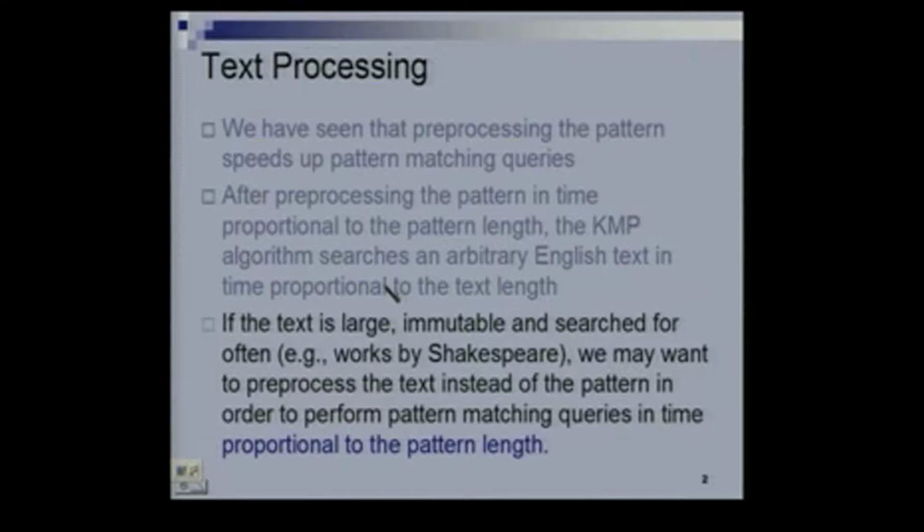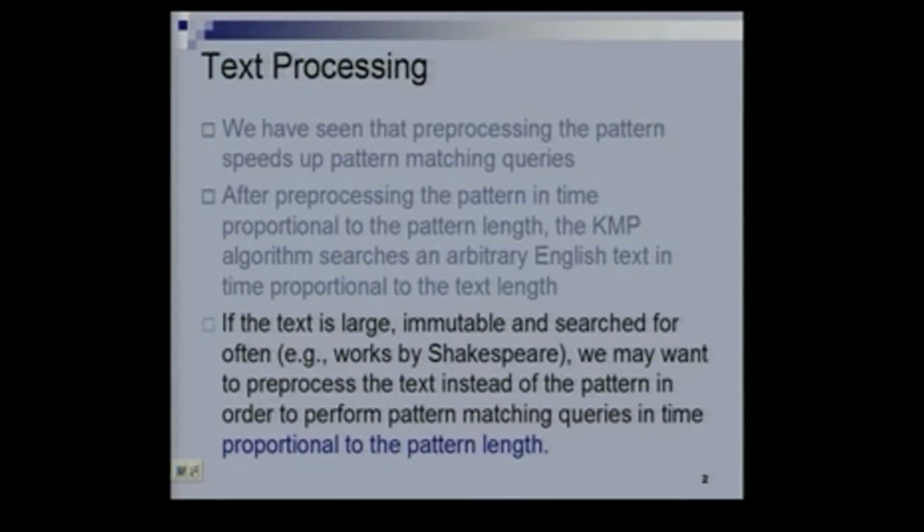Now, if the text is very large, this is not a very good situation to be in. I have a very large piece of text which does not change, and I am searching for patterns in that text. Every time I search for a small pattern, if I spend time proportional to the size of the text, that is a lot of time. Say you have the collected works of Shakespeare in which you want to search for Veronica, and you spend time proportional to the size of the text, which is huge.